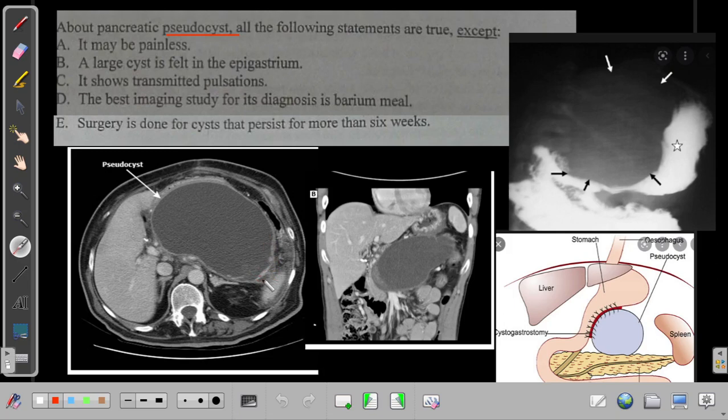In the past, we would do surgery to make a window between the posterior wall of the stomach and the cyst to drain the cyst. Nowadays, we do it endoscopically. By endoscopic ultrasonography, we can make this window. Okay?